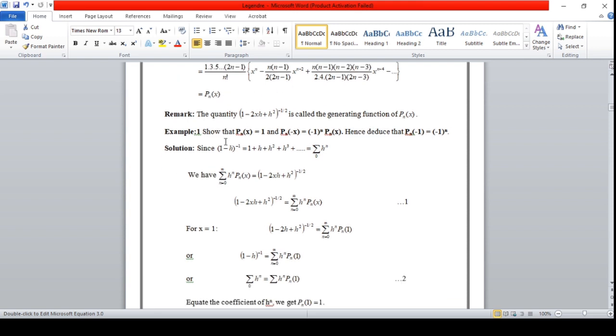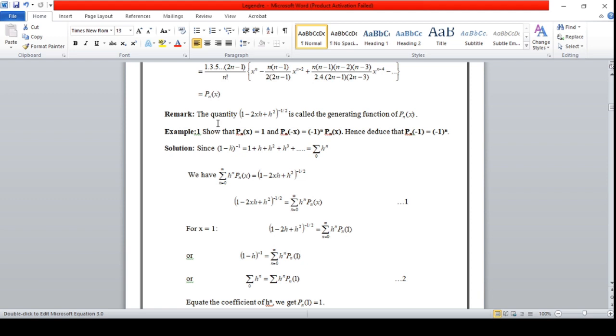Now remark: the function (1 minus 2xh plus h square) raised to the power minus 1 by 2 is called the generating function of Pn(x). Now example: show that Pn(1) is equal to 1, Pn(minus x) is equal to (minus 1) raised to the power n Pn(x), and hence deduce Pn(minus 1) is equal to (minus 1) raised to the power n.